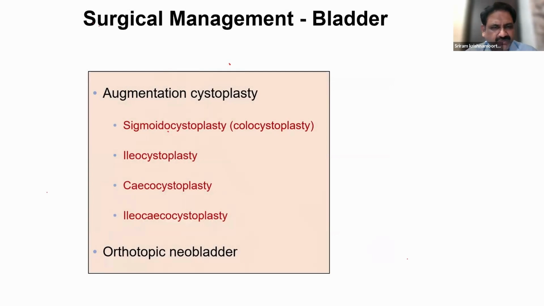The augmentation can be in the form of sigmoid cystoplasty. You can use an ileal segment, a cecum or ileocecum, whatever, orthotopic. Read about all these. I'm just giving a broader overview of what can be done in a patient with a contracted bladder. Okay. Next slide, please.